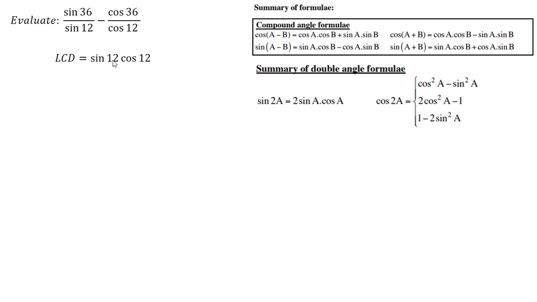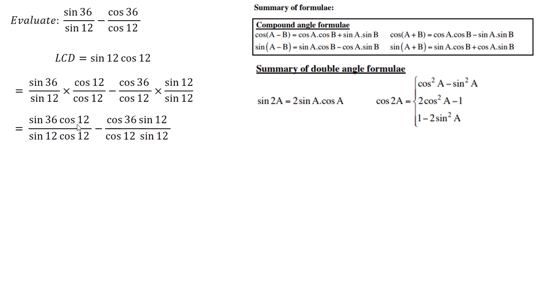So this is what we do. In order for this denominator to become like this, we need to multiply it by cos 12, but whatever we do at the bottom, we do at the top. That's why we multiply by cos 12 divided by cos 12. Even on this side, for this denominator to become like this one, we multiply the top and the bottom by sine 12. Now we have sine 12 cos 12 in both denominators.